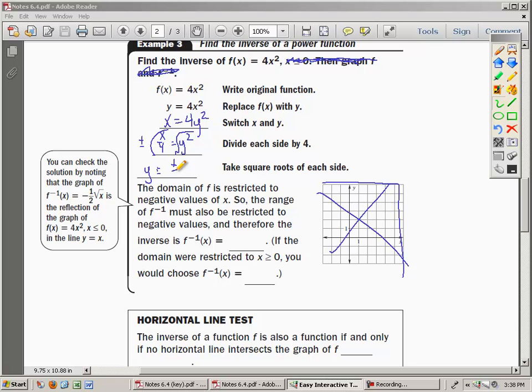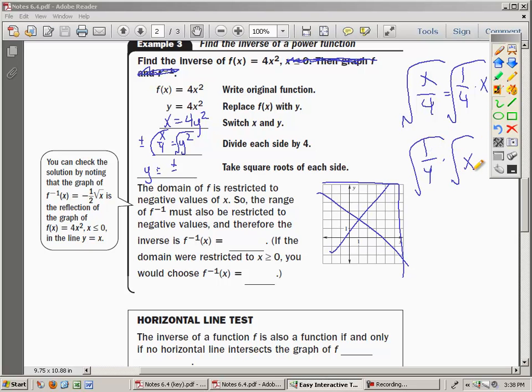Well, x over 4 doesn't simplify very well, so I'm going to put it over here for right now and recognize that this is 1/4 times x. So if I was taking the square root of that, it would be the square root of 1/4 times the square root of x. As we know, this is the same thing as the square root of 1 over the square root of 4. And the square root of 1 is 1, the square root of 4 is 2. So all told, this simplifies to 1/2 times the square root of x. And so this is plus or minus 1/2 times the square root of x.